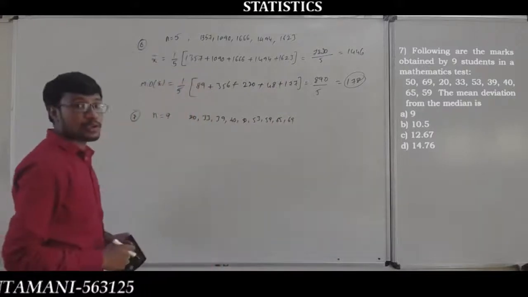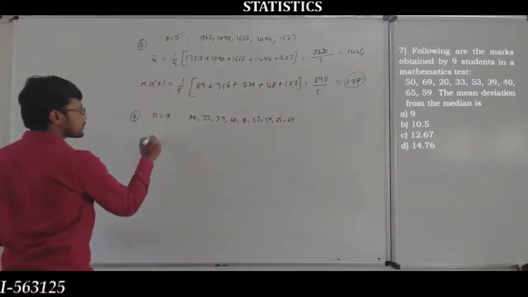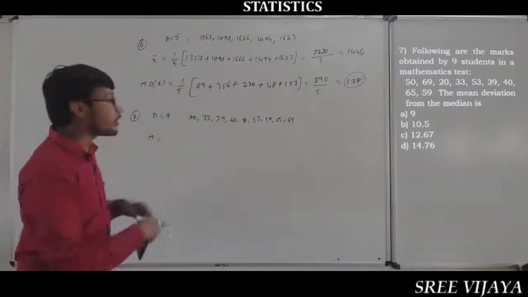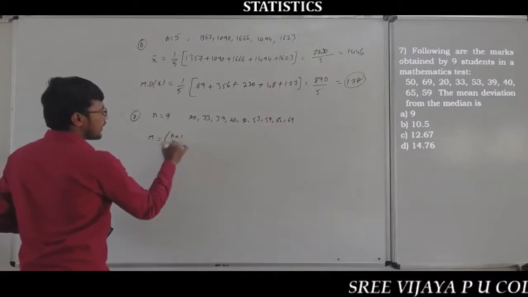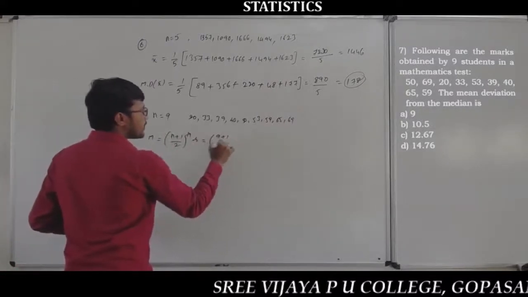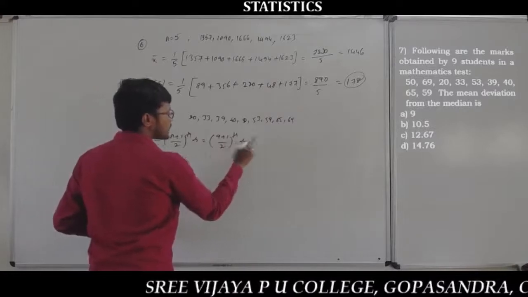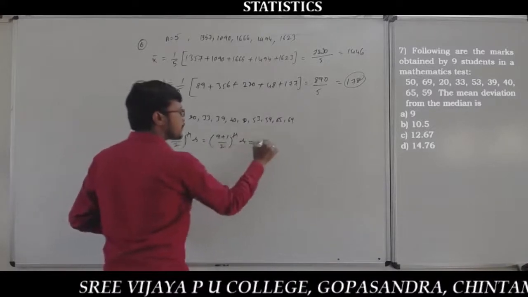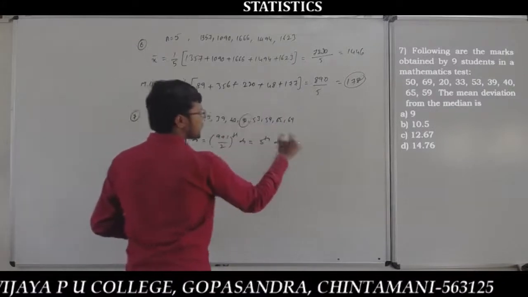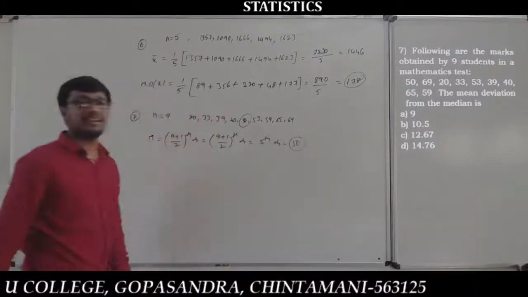So first of all, we find the median here. To find the median, the number of observations is odd, so the formula is the (n plus 1) by 2th observation. N is 9, so 9 plus 1 by 2th observation. 9 plus 1 is 10, 10 by 2 is the fifth observation. The fifth observation is 50. So that is the median.